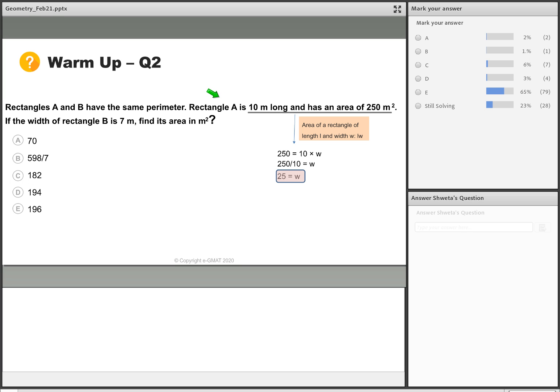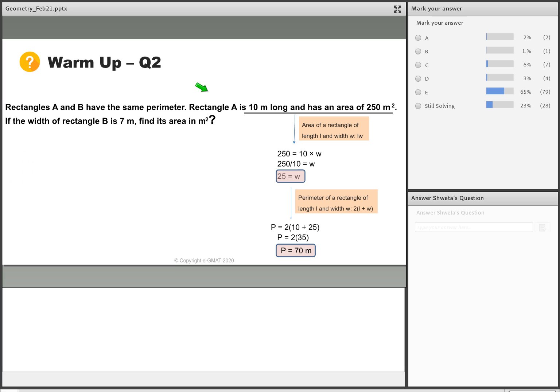Now we have this very important piece that A and B have the same perimeter. So I want to do something about the perimeter. So I'll first find the perimeter of rectangle A. Well, now that I know the sides of A, I know the width is 25, I know the length is 10. How do I get the perimeter again? This is the formula. It was 2 times (length plus width). You apply that simple formula, you get perimeter of 70.